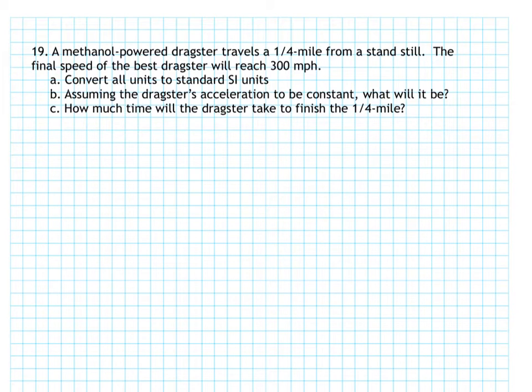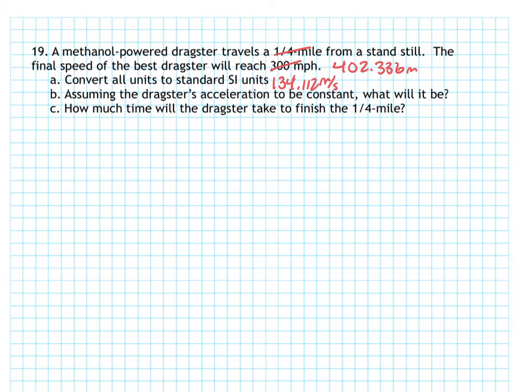It's fine, but we'll just go with the values that we have. So the final velocity is 134.112 meters per second. That's equal to 300 miles per hour. And the distance of a quarter mile is 402.336 meters. So we'll use those values. In fact, why don't I just go ahead and make those additions here. Quarter mile is 402.336 meters. And that's my conversion from Google. 300 miles per hour is 134.112 meters per second.